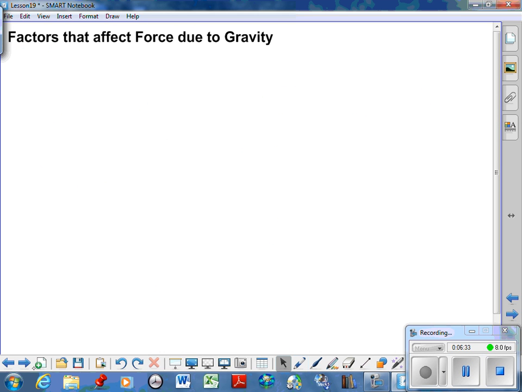Okay, so that's what it would look like in terms of a diagram, or how we graphically represent that particular scenario. So let's talk about what factors affect force due to gravity. I've already mentioned one. The first one is distance, the distance between objects.